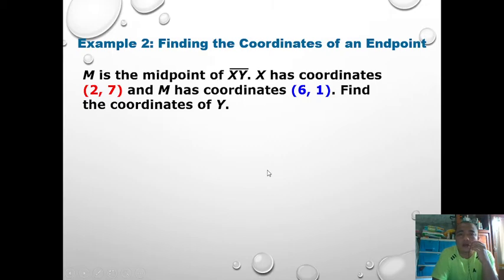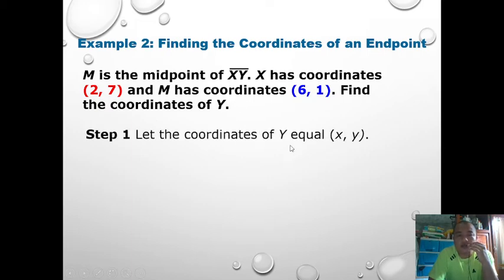Alright, example 2, finding the coordinates of the endpoint. M is the midpoint of segment XY. X has coordinates (2, 7), and M has the coordinates (6, 1). Find the coordinates of Y. So this time, we are given one endpoint and the midpoint, and we're going to find the other endpoint, the coordinates of Y. What's the coordinate of the other endpoint, which is Y?